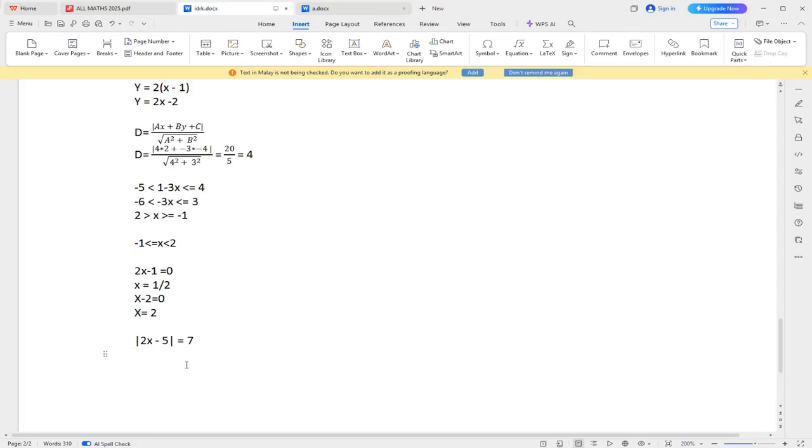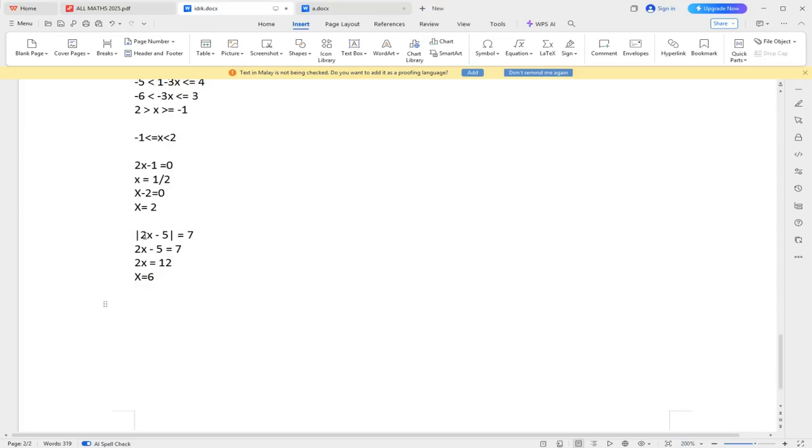Now using the first method, let's start with positive 2x minus 5 being equal to 7. We have 2x minus 5 should be equal to 7. We send 5 the other way. We have 2x is equal to 12, and finally x is equal to 6. That's our first value for x.